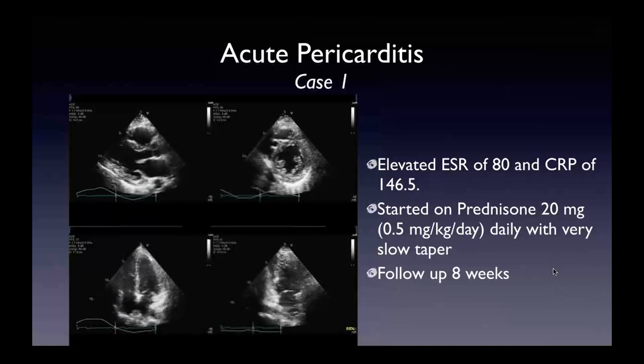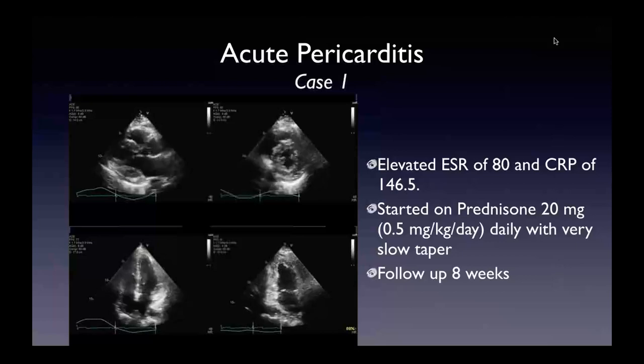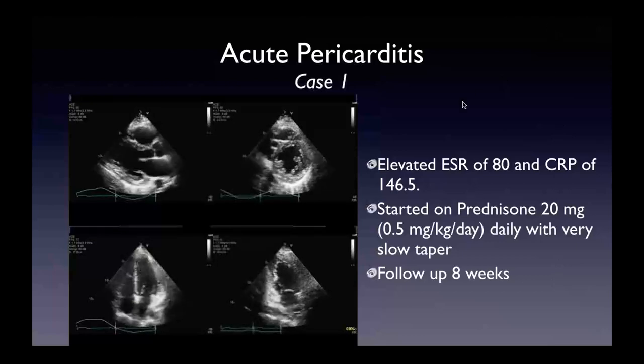And this is her echocardiogram 8 weeks after completion of the steroid taper. And you can see that there's complete and full resolution of that circumferential pericardial effusion. And the echo is otherwise normal. And she's done well over time. I don't think she's had any recurrent pericarditis.